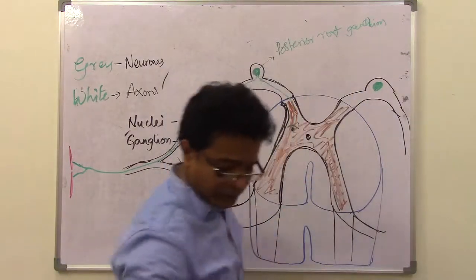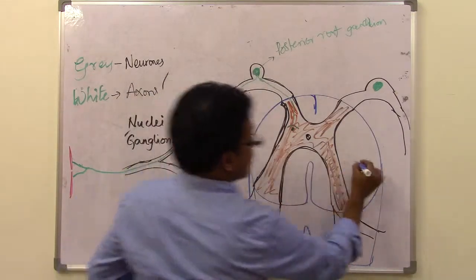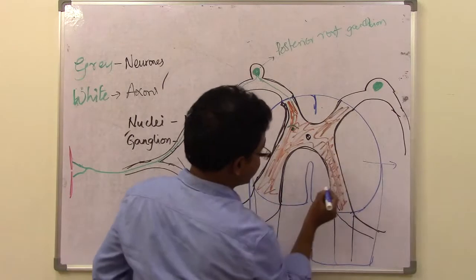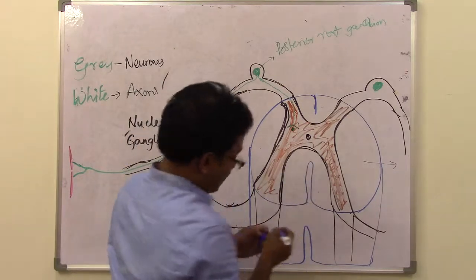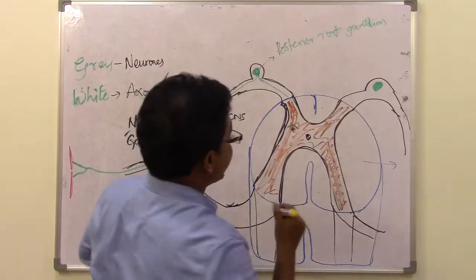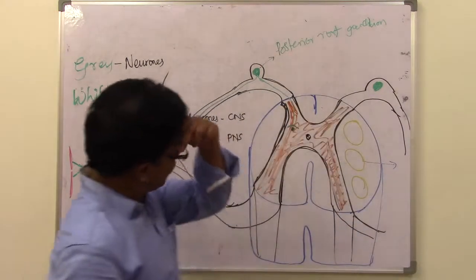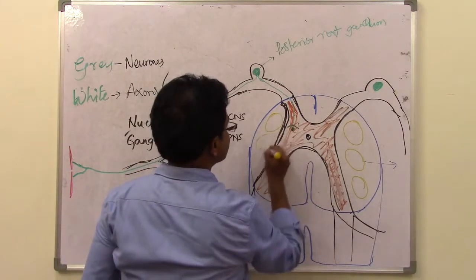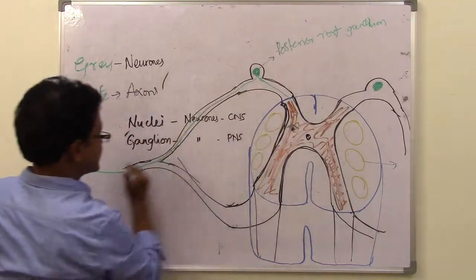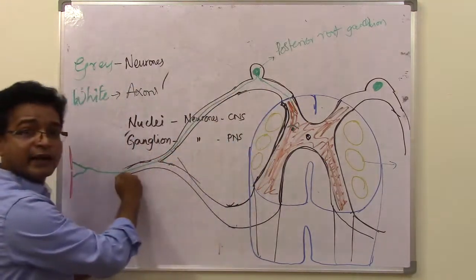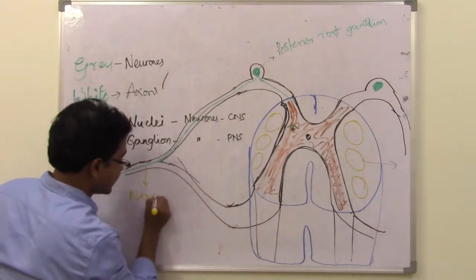Okay, so you have this posterior median. This is white matter, lateral white matter, posterior white matter, anterior white matter, again lateral white matter. It is self-explanatory. So, what are they made up of? They are all made up of, we saw those nerves, right? As long as an axon is outside, or a nerve is outside, we call it a nerve.